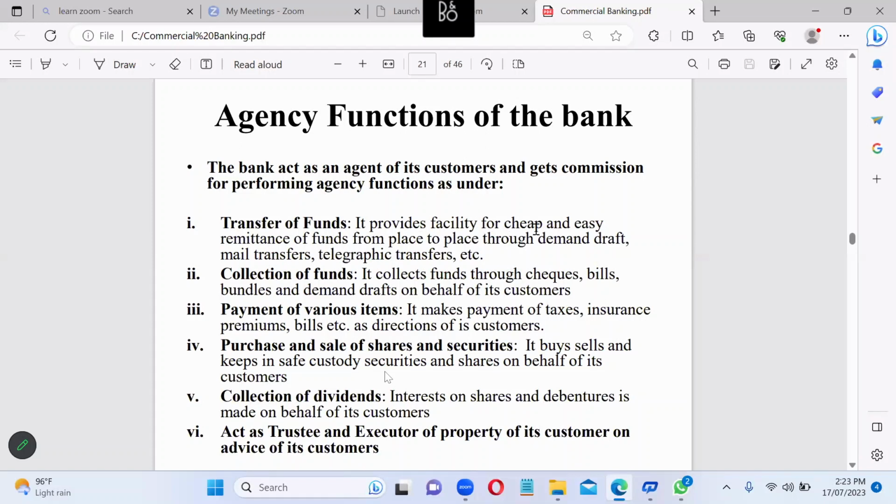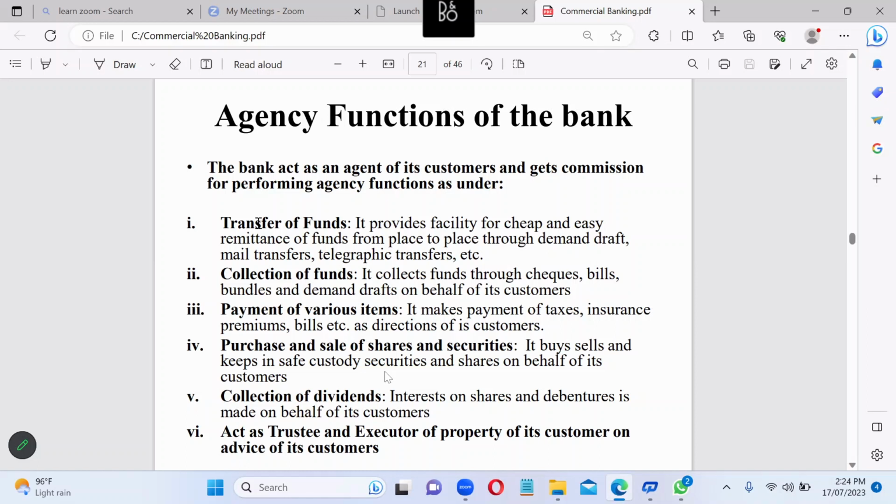It provides a facility of cheap and easy remittance of funds from place to place through demand draft, mail transfer, and telegraph transfer. For this, the bank charges an agency commission from the two parties. Collection of funds: once they transfer the funds, they get the commission, and also when they collect the funds, they get a commission. They collect funds through checks, bills, bundles, and demand drafts. Through these also they get the commission.